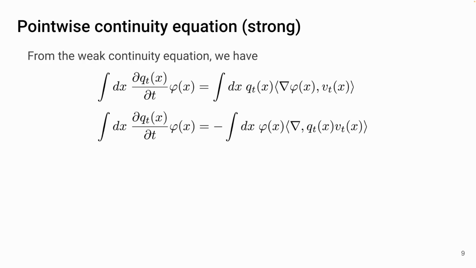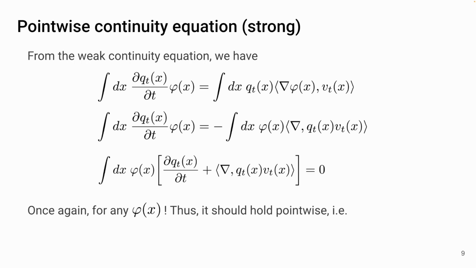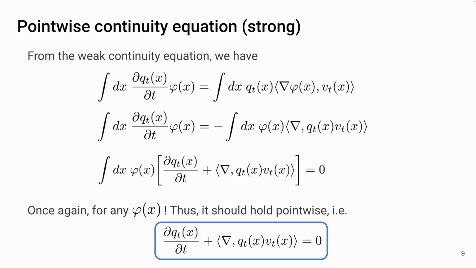We'll get the following expression, and now we can move everything to one side and group the terms, so we have phi of x multiplied by this one bracket that equals 0. Once again, if phi of x can be anything, then we see that the expression in brackets has to be 0. Otherwise, I could choose such phi of x that the entire integral is not 0. And voila, this is the pointwise continuity equation.